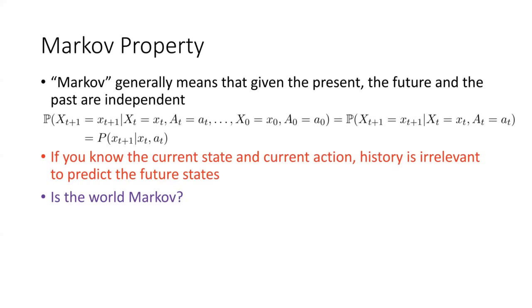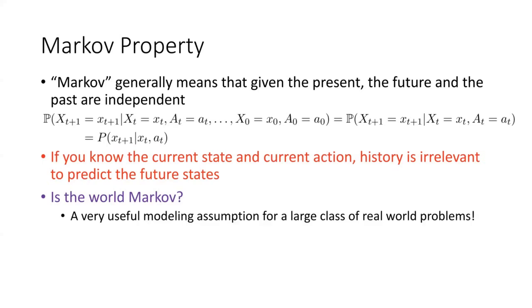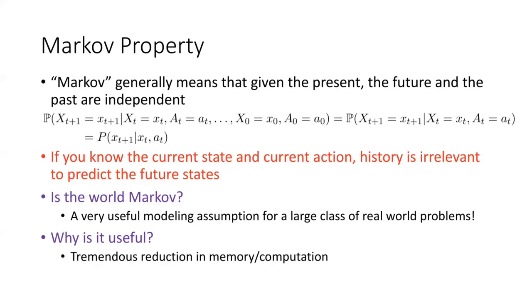But you see that in most control problems, considering that the next state will depend only on the current state and current action is good enough to come up with a good approximation. This is the standard approximation that we take in control theory, and it is a very useful assumption for modeling a large class of real world problems. Why is this useful? Since you are not storing the entire history, it gives a tremendous reduction in the memory required to solve Markov decision processes and the computation required to solve an MDP.